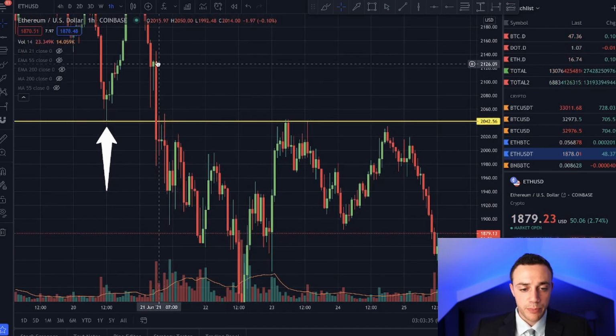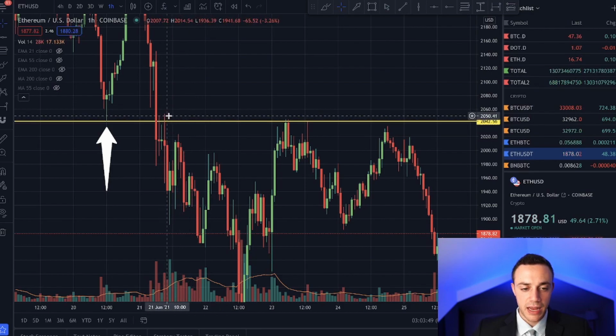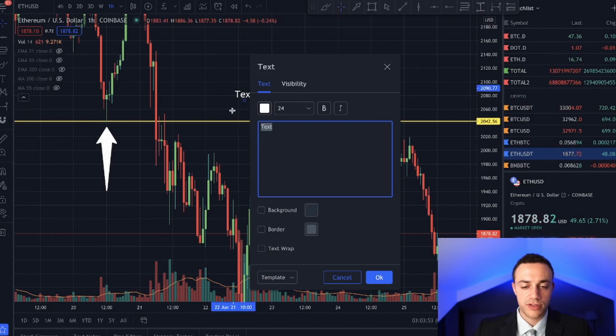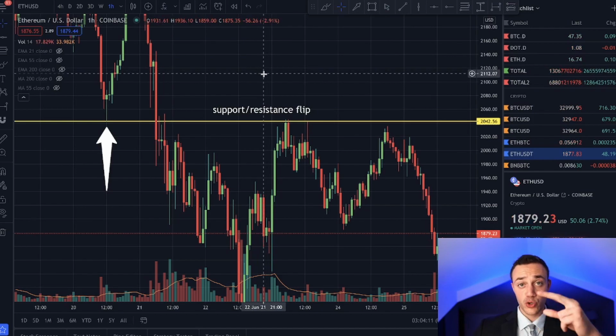So after we did burst through the level of support here with this strong move downwards, this bearish engulfing candle, price went ahead and tested the previous level of support, and it tested and it became resistance. So this is what's known as a support resistance flip. I'm going to write this out on the chart for you. A support resistance flip is what happens when price bursts through a level and support flips to resistance.